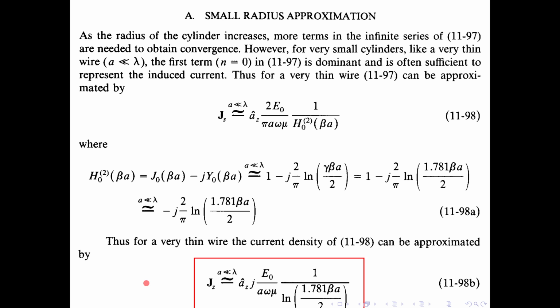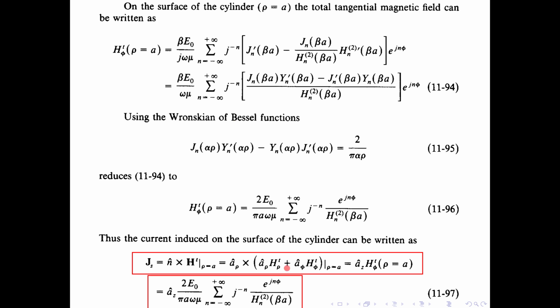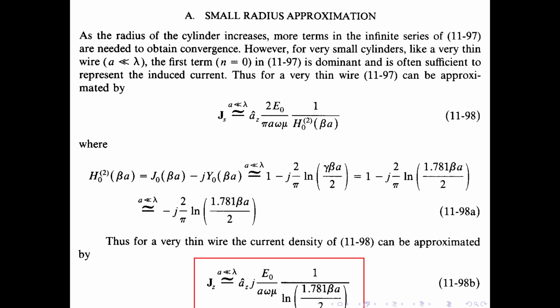We can do some approximations in special cases. For example, when the radius of the cylinder is much smaller than lambda, then here we have beta times the radius, which is 2 pi times the radius over lambda. So if the radius over lambda is very small, then we have a very small argument of the Bessel functions, and the dominant Bessel function is the order 0. All the other Bessel functions, when evaluated at very small arguments, become much smaller than the Bessel function of order 0. So this is the dominant term.